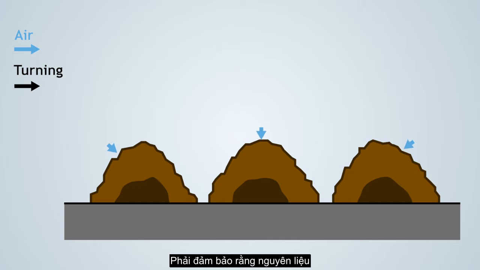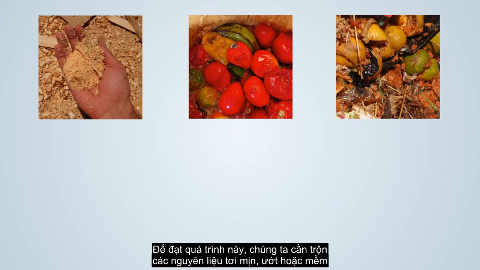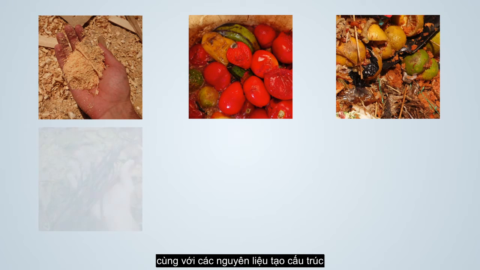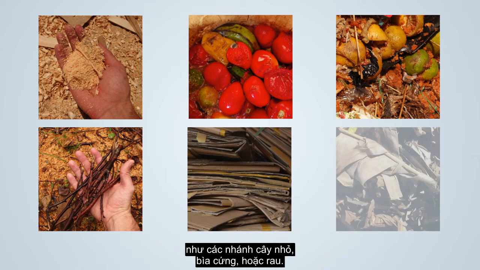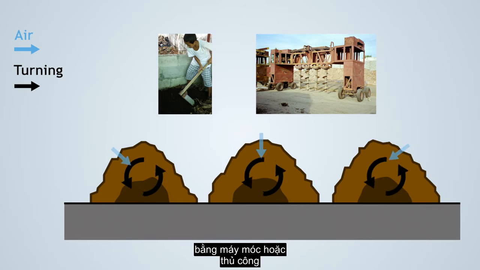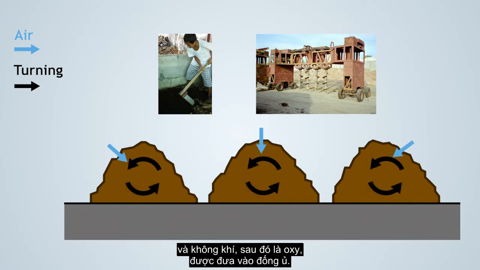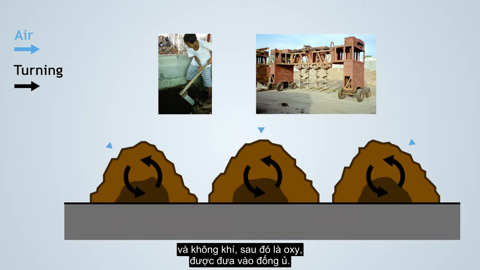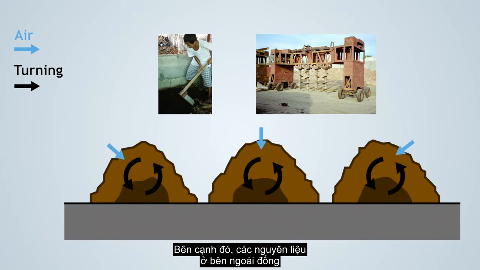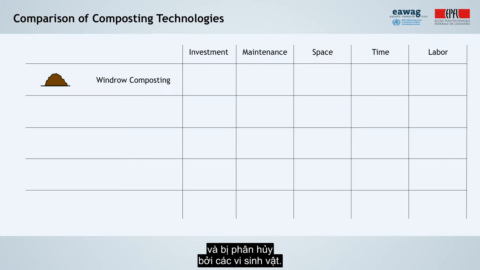Making sure that the material is porous enough for air to pass through is always advisable. This is achieved by mixing fine, dusty, wet or soft materials together with structure-giving materials such as small branches, cardboard or hard vegetables. In any case, the piles are normally turned, which can be done mechanically or manually. This way, the porosity is reestablished and air and therefore oxygen get into the pile. Besides, the materials which are at the exterior of the pile are now in the interior so that they can be decomposed by microorganisms. This technology requires low initial investment and maintenance.